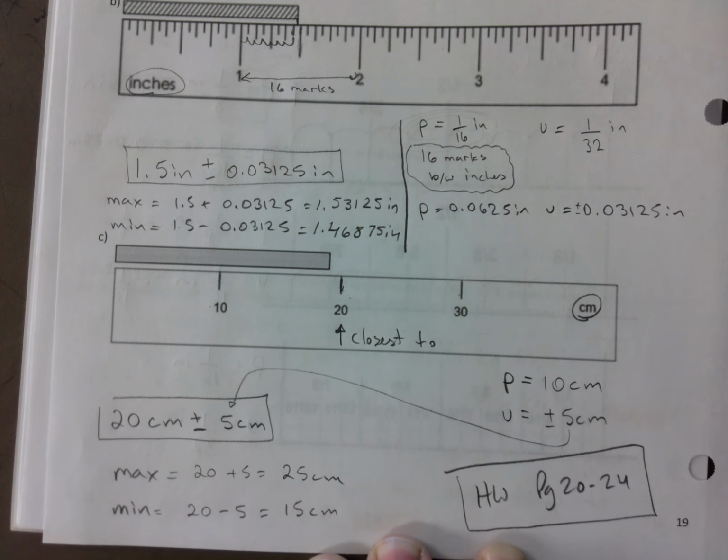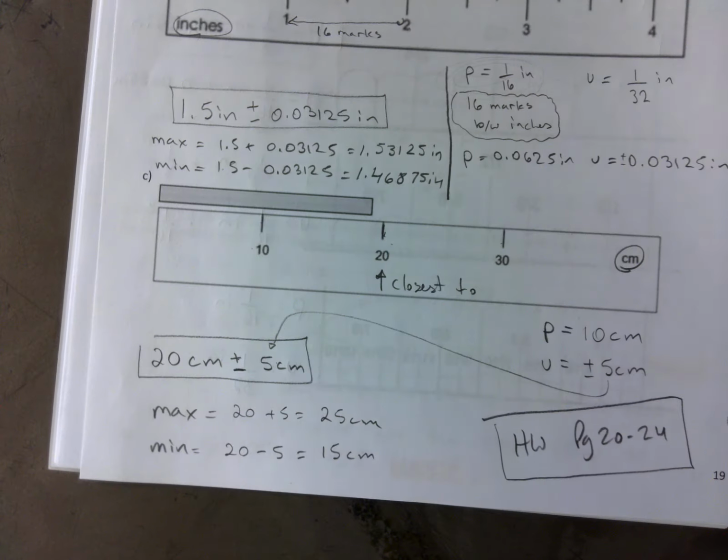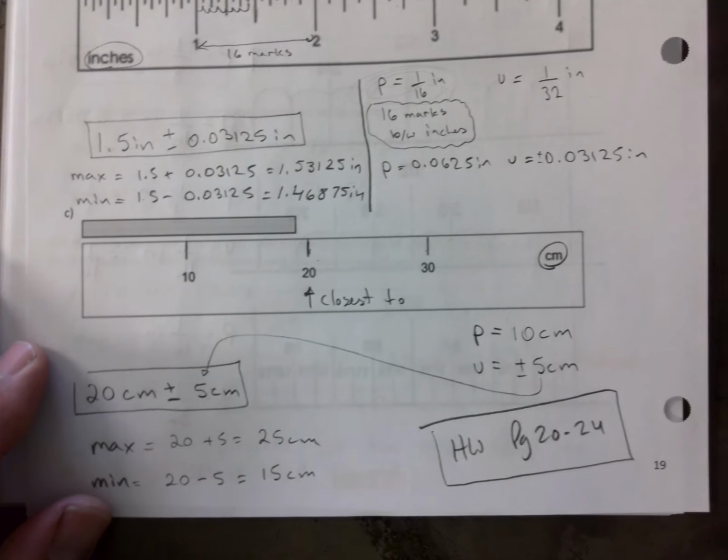I will post the key to that. Make sure you add on your study sheet, you add page, what was it, 17? Like the measurement plus or minus uncertainty. Make sure you add that as well.